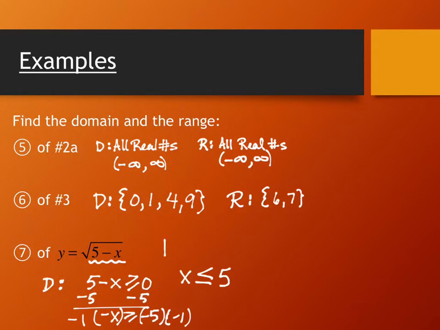So my domain starts at 5. I'm sorry, I didn't write that right. My domain is the values that are less than 5, so it starts at negative infinity and goes to 5. Okay? Okay, range is actually easier.